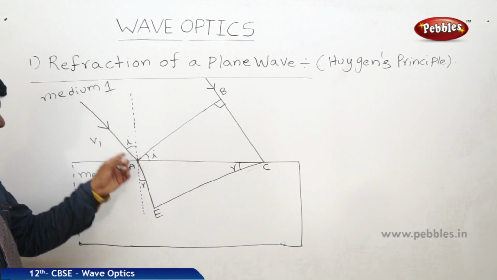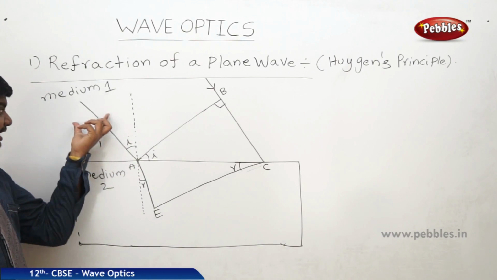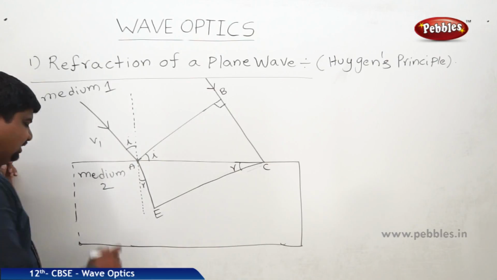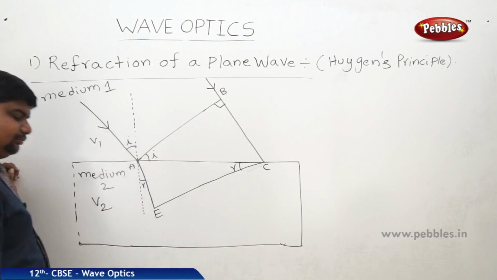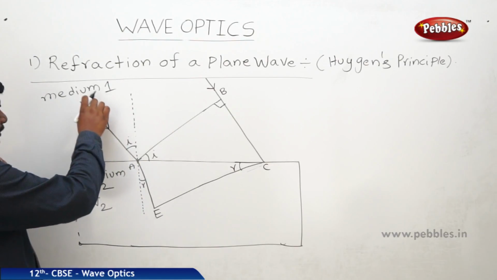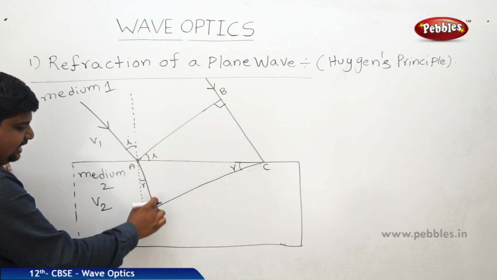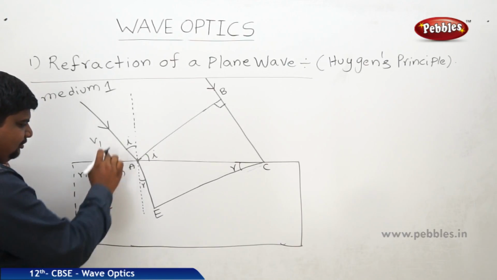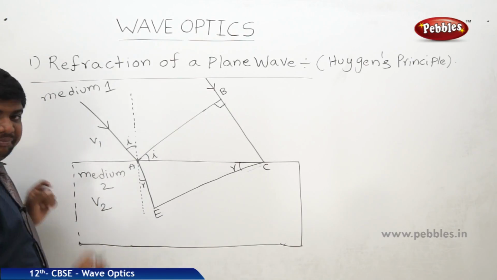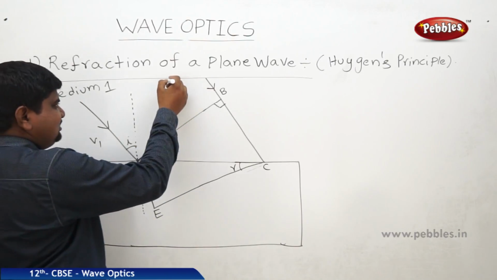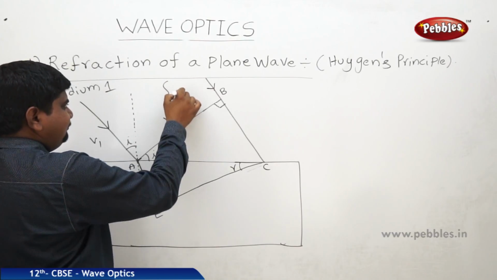So the velocity of this light wave is, let us say, v1 in the medium 1. Velocity of light wave in the medium 2 is v2. So like this it is formed, and with respect to the normal, it is bending towards the normal when it is traveling from medium 1 to medium 2. So this is the incident wave front.